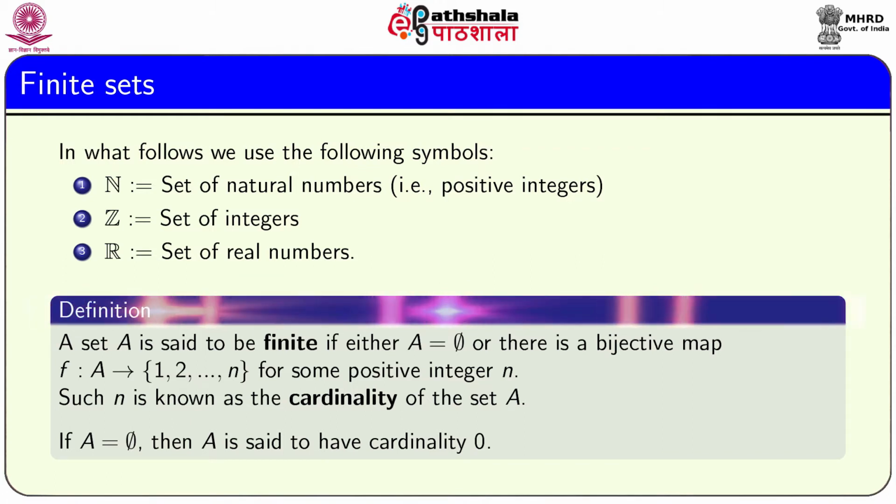A set A is said to be finite if either it is an empty set or there is a bijective map from A to the finite set 1 to n for some positive integer n. Such n is known as the cardinality of the given set A. If A is empty, then A is said to have cardinality 0.